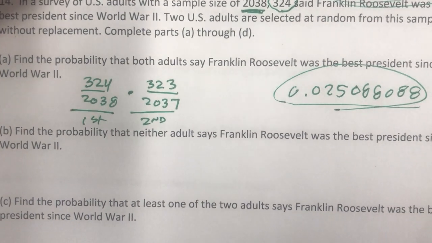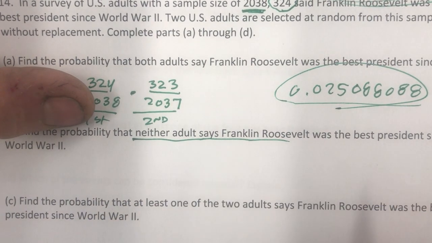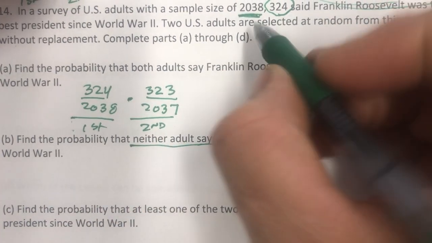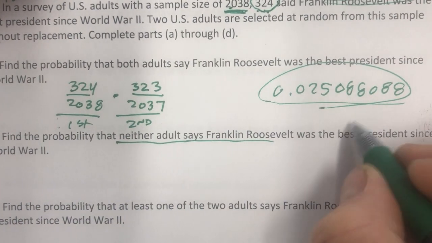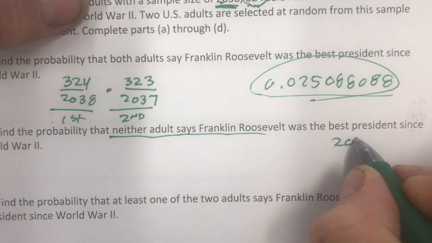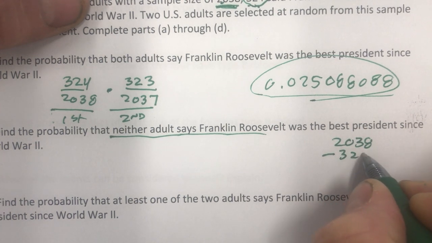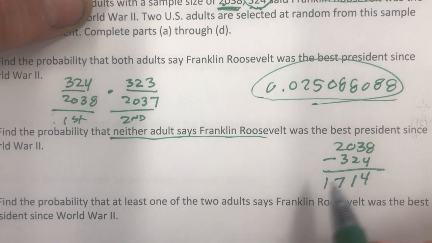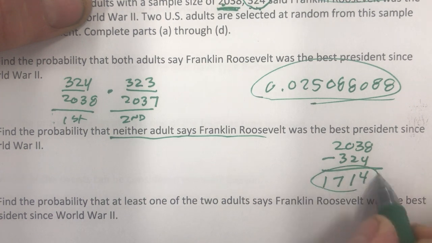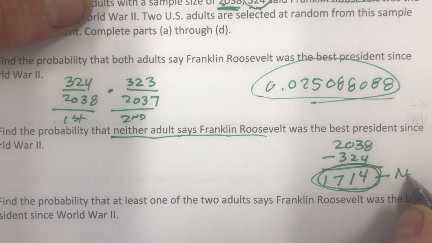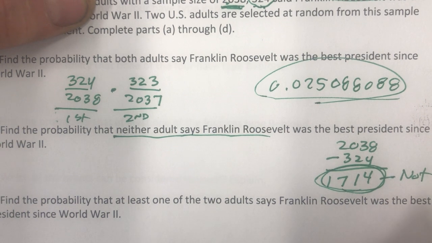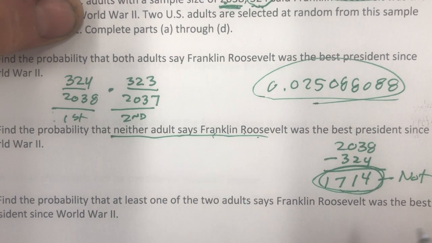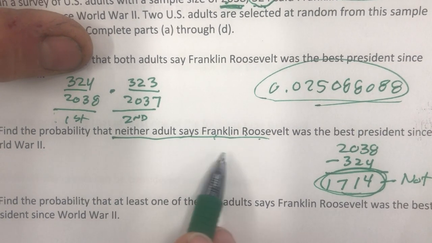Okay. Part B. Find the probability that neither adult says Franklin Roosevelt was the best president since World War II. Neither one of them. All right, we're going to do the same thing we did a while ago. Since 324 say there are, I'm going to have to subtract those, 2038 subtract 324. Okay, that's going to be a 4, a 1, a 7, 17, 14. Okay, so these think that he's not the best president. Okay, maybe they think Kennedy was the best president. I don't know, but they don't think Roosevelt was. All right, so find the probability that neither one thinks that he was.